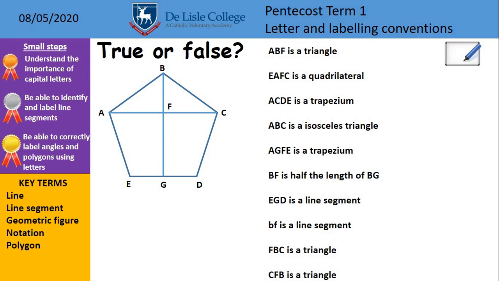Now, what we've got here is a true or false. If this isn't on your worksheet, then you're going to need to just draw that shape down. I've put every single statement there, and you're going to pause it and mark true or false next to every single one, and then in a moment we'll see how we do.